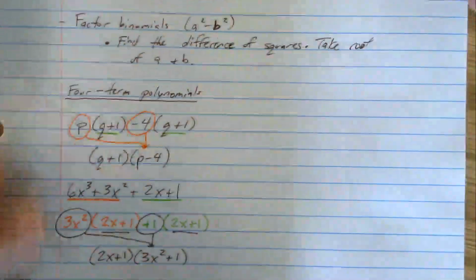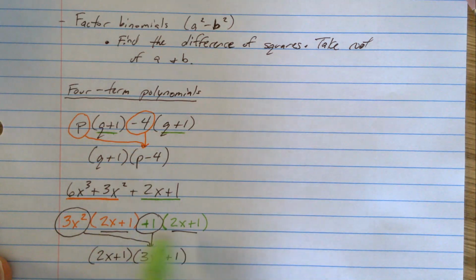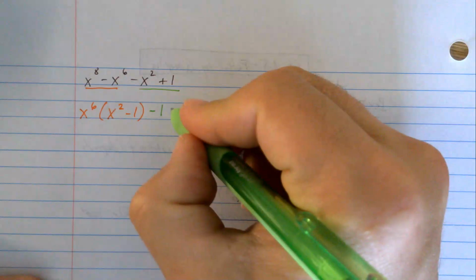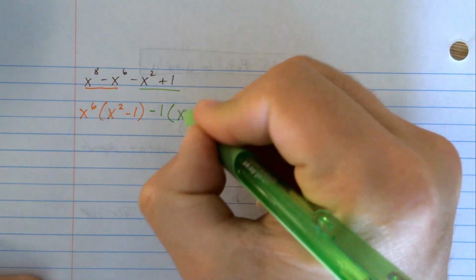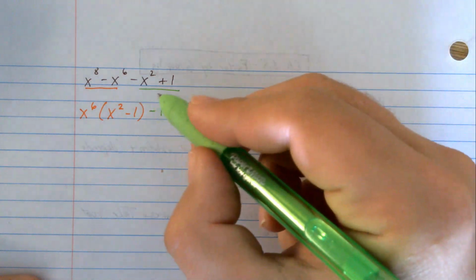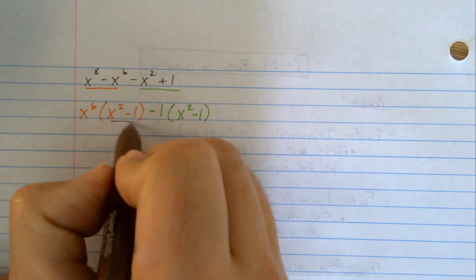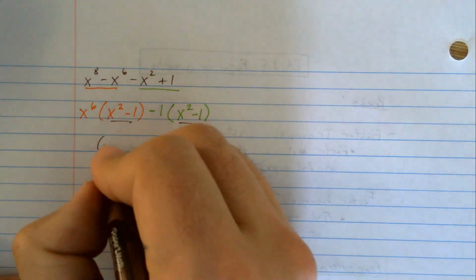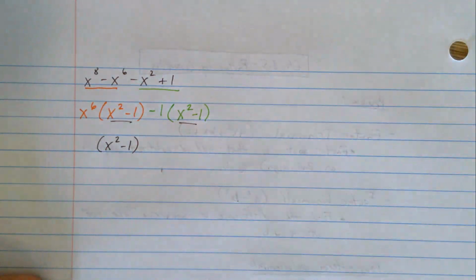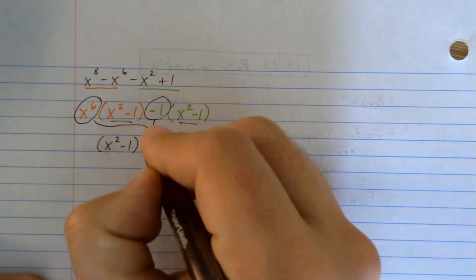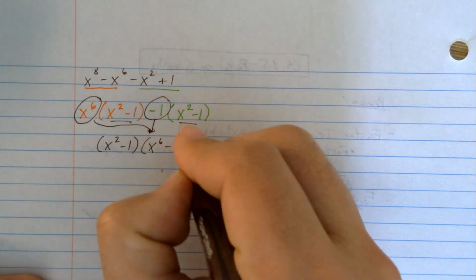Remember over here, the parentheses, they're all the same. So I need the parentheses here to be the same. So I'm going to factor out negative 1. And by doing that, the negative x squared becomes positive x squared, and the positive 1 becomes negative 1. Now my terms inside are the same, x squared minus 1. I take my two outside terms, they come together and become x to the 6th minus 1.